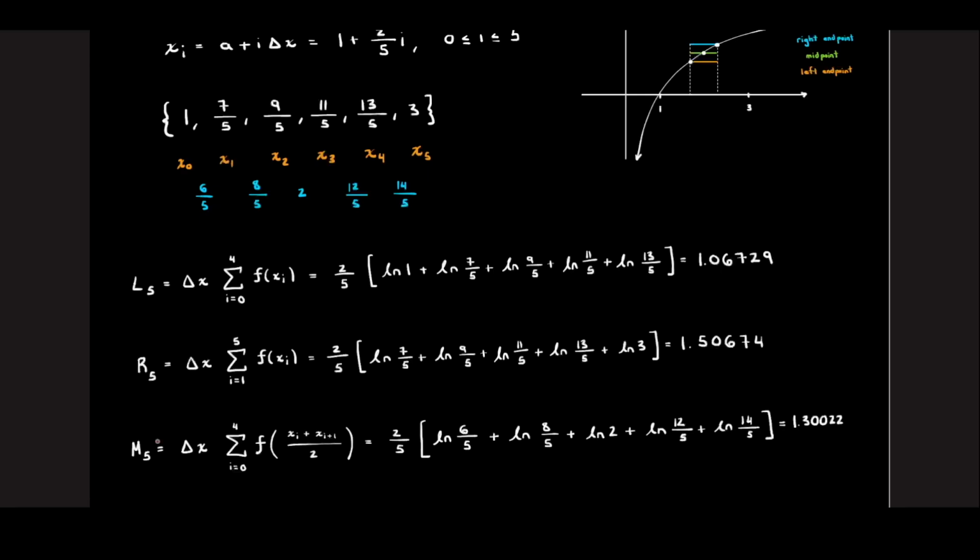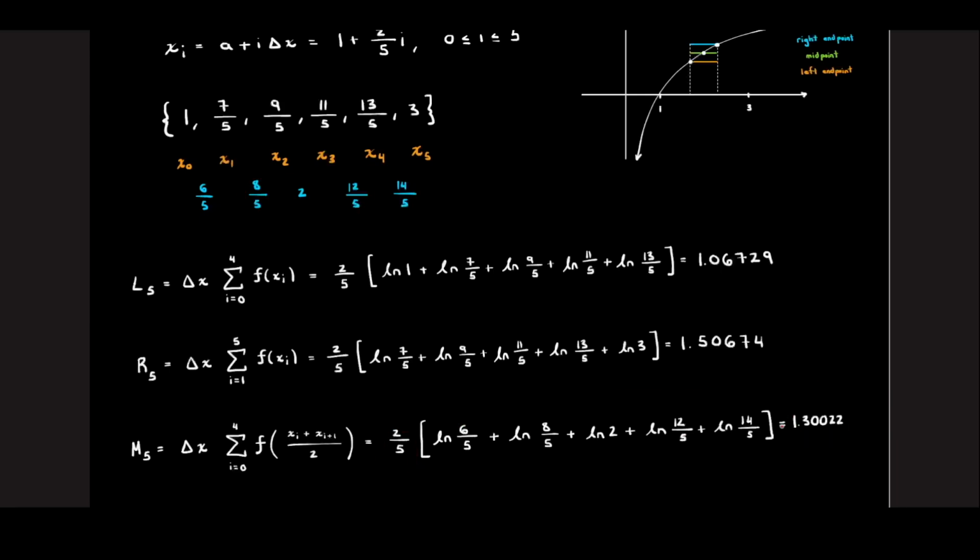And then lastly, to find the midpoint approximation, we have to take the width of each rectangle and multiply by the sum of function values evaluated at the midpoint of each subinterval. But this is very simple since we computed the midpoints right here. So we just have to take the natural log of the first midpoint plus the natural log of the second midpoint, and so on and so forth. Add up all these heights, multiply by the width, and we get our answer 1.3.